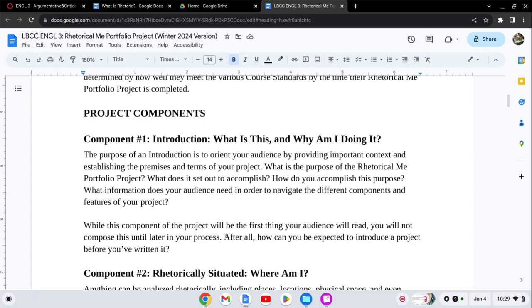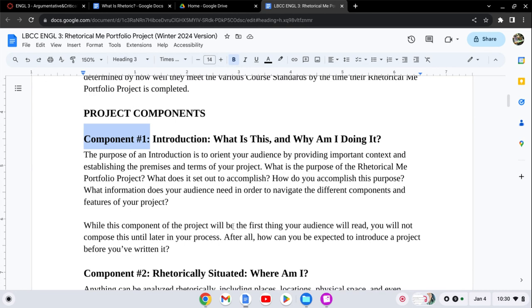After all, how can you be expected to introduce a project before you've written it? So even though this is component 1, it's not the very first thing that we're going to work on. Okay, so we're going to work on the introduction later in the winter session after we've composed drafts of some of the other components. Because again, you can't provide an introduction to something that you haven't created yet.